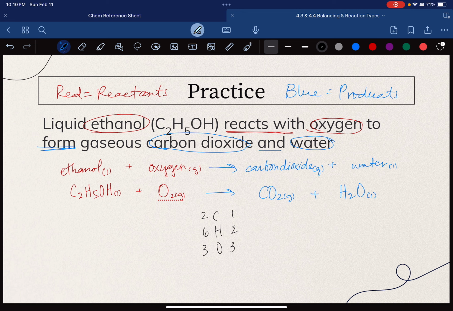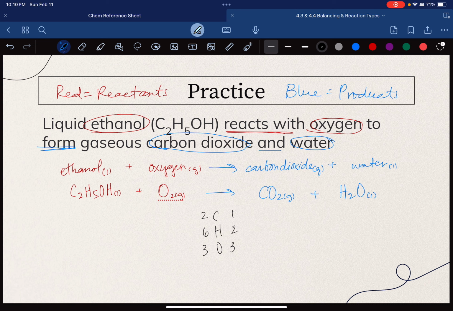Although once we start putting coefficients in front of our compounds, that might change. Well, when I say might, I mean it will. I like to start with the biggest number. In this case, it seems to be 6, and hydrogen is the one with 6. So there's 6 on the reactant side, but only 2 on the product side. When you're putting coefficients in front of the compounds, they multiply through.